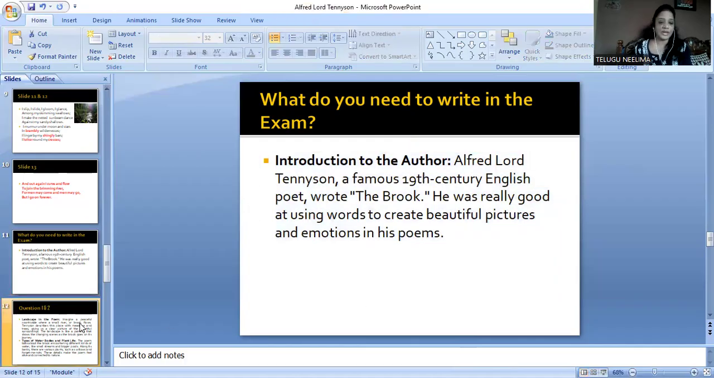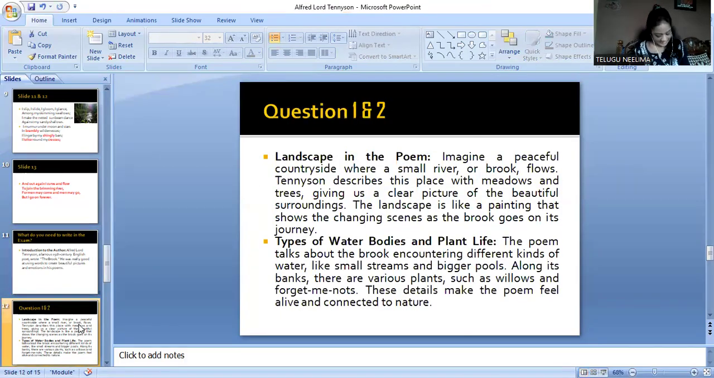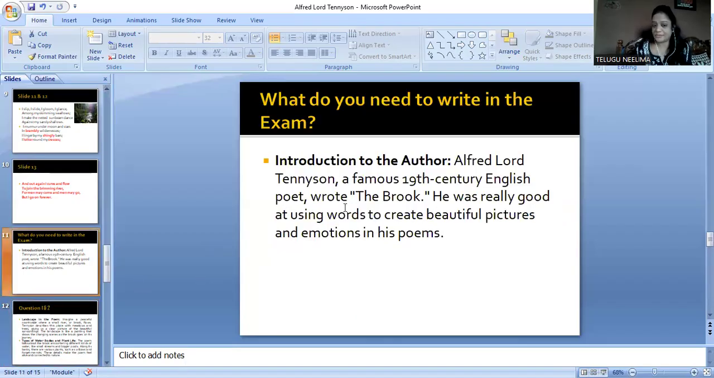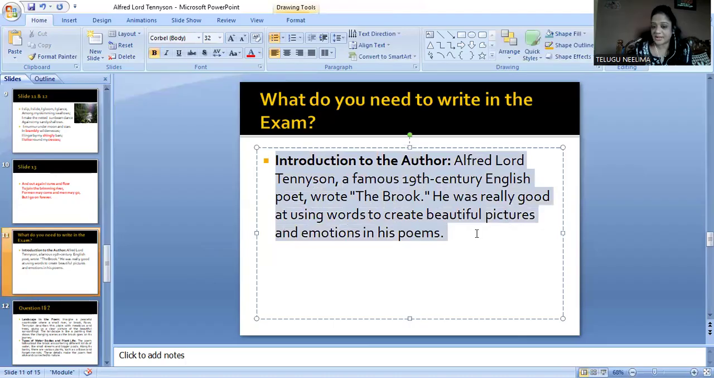And if you look at these two side headings that are there in your textbook, page number 44, question number 1 and 2: what kind of landscape is described in the first stanza? What are the types of water bodies and plant life? Look at these things. Please do not get confused. I'm trying to tell you how best you can answer your question. The first thing that you can do is write the introduction to the author.